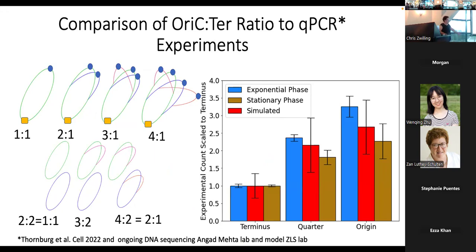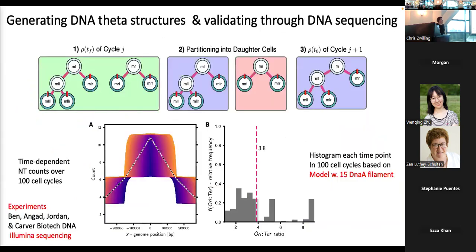If you go over and just look at the origin to ter ratio in the exponential phase, which is the blue on the far right, you see they were getting a value around 3.2 to almost 3.5. Some of the simulations were getting close, but with a huge error bar because we couldn't do that many. So now we're really trying to understand that.